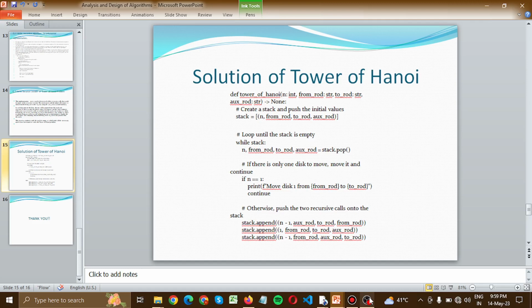Now we will apply a loop until the stack is empty. If there is only one disk to move, move it and continue. Otherwise push the two recursive calls onto the stack. And here's the algorithm in which we can find the Tower of Hanoi solution.